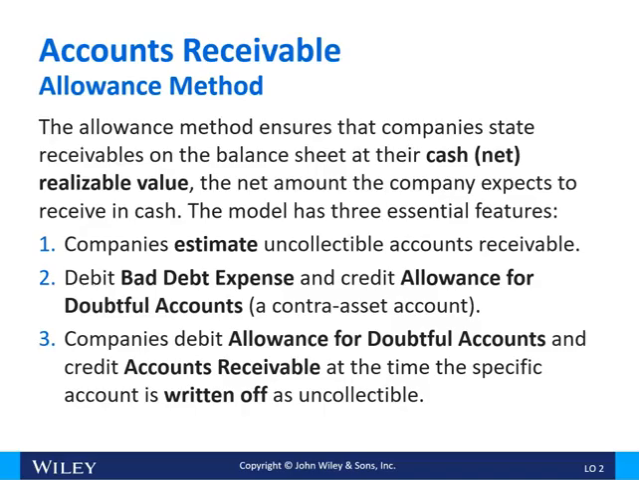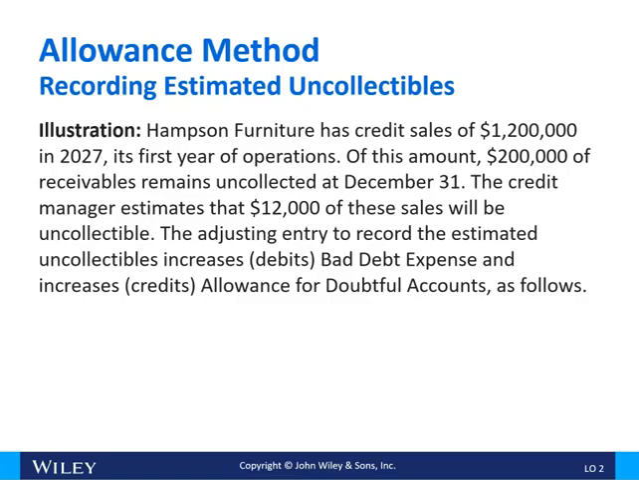Companies debit this allowance for doubtful accounts and credit accounts receivable when they specifically write off a certain account. So we make an estimate based on our total receivables. When an individual account becomes uncollectible and we write it off, instead of debiting the expense like we did in the direct write-off method, we've already recorded that expense with the estimate. Now we're going to use up that estimate sitting in our allowance for doubtful accounts. We're going to reduce that and reduce our accounts receivable. So let's look at how this works.